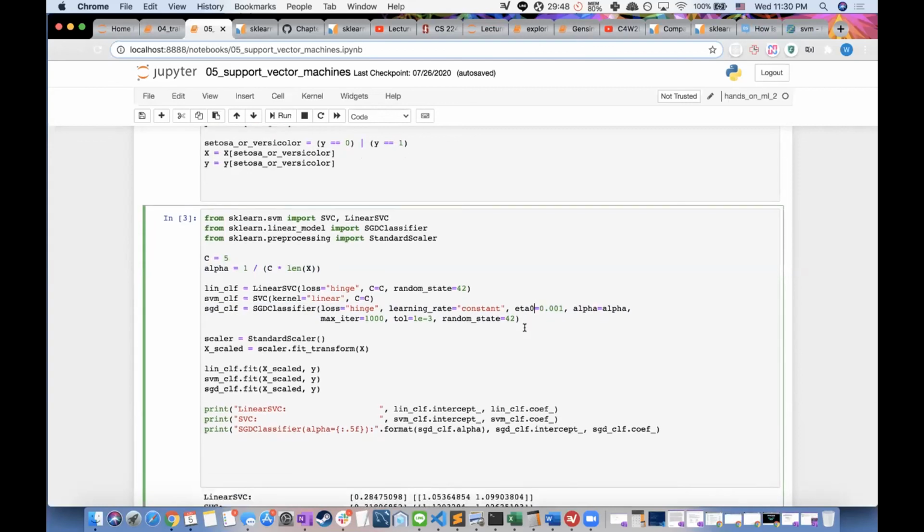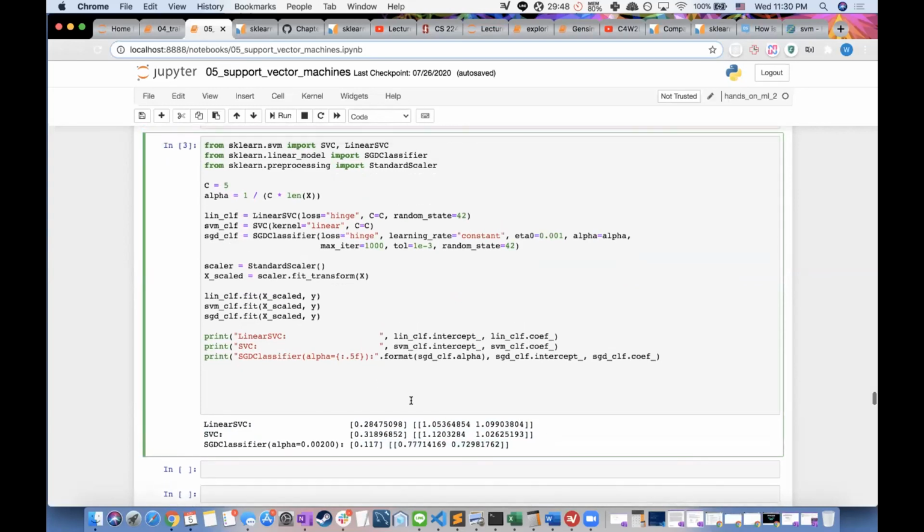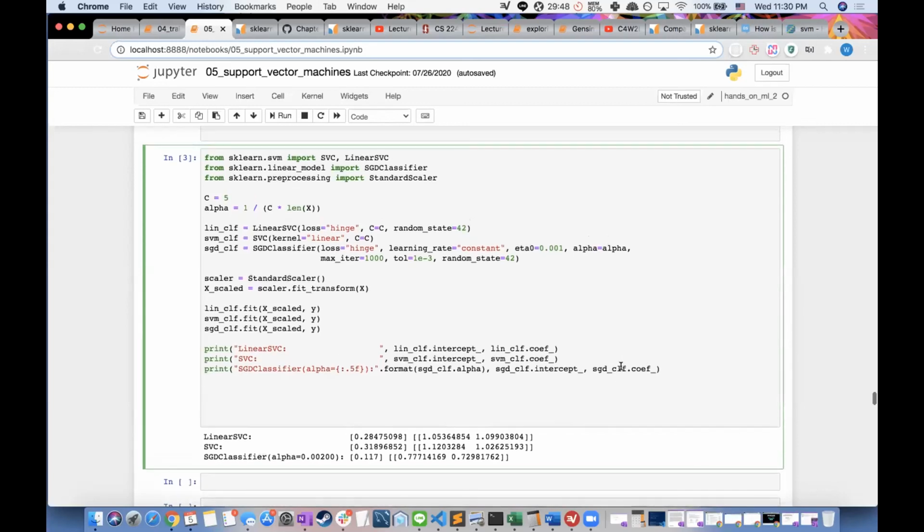Cool. And I think in the end, these two, intercepts and coefficients are roughly the same. But somehow this one is a little different. I haven't got the time to interpret why that is. Anyone has any thoughts on that?